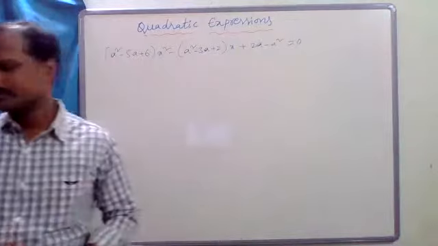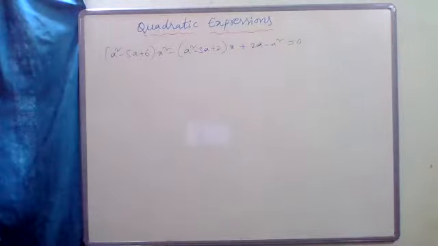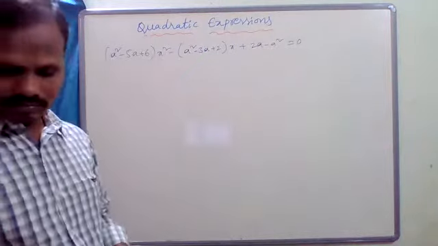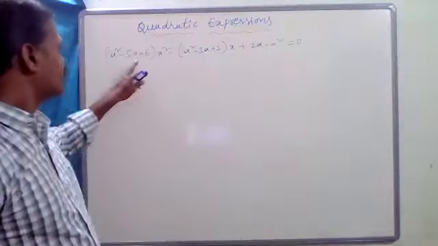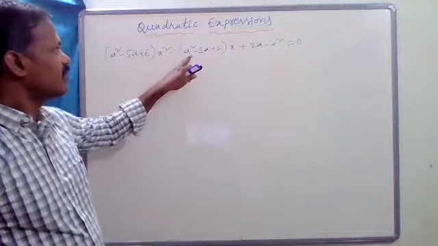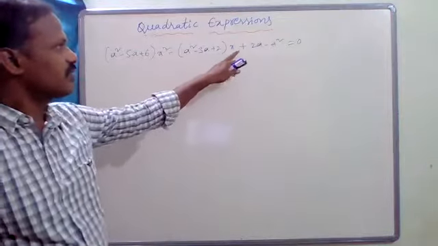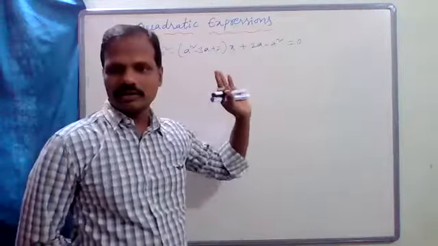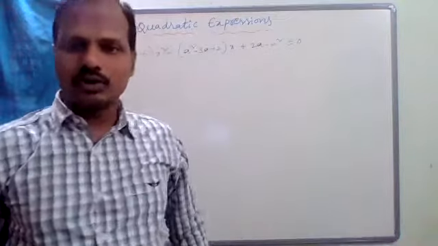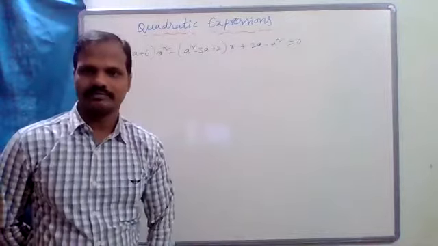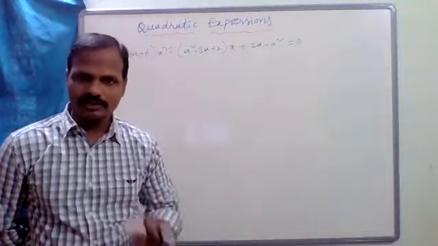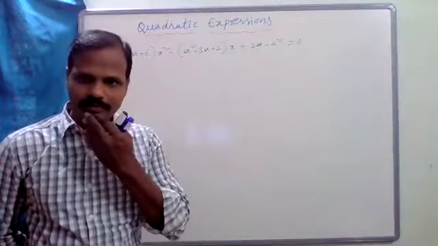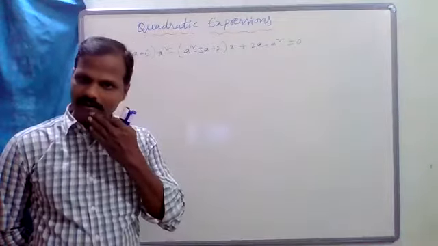Observe the equation. A square minus 5a plus 6 into x square minus a square minus 3a plus 2 into x plus 2a minus a square equal to 0. If it has more than two roots, find the value of a. Is my question clear, everybody?